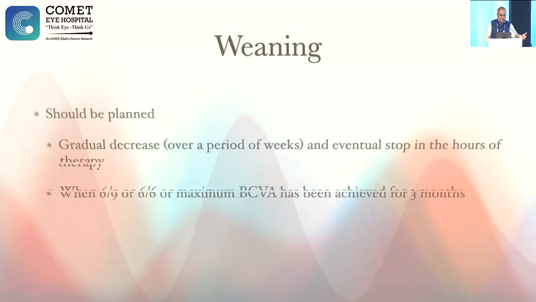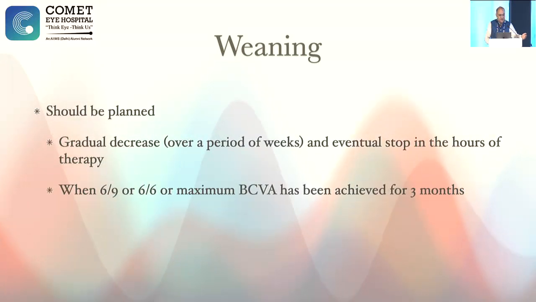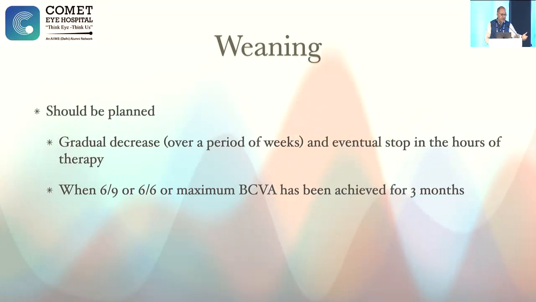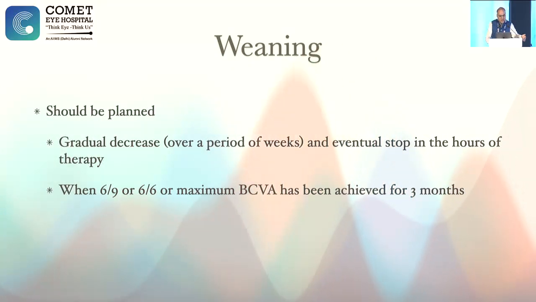So weaning is an important part. It should be planned. A gradual decrease over a period of weeks, and eventually stopping, in the hours of therapy is the kind of weaning we do. So when do we wean? We wean when the child reaches 6/9 or 6/6, or the maximum VCVA has been achieved for about 3 months.